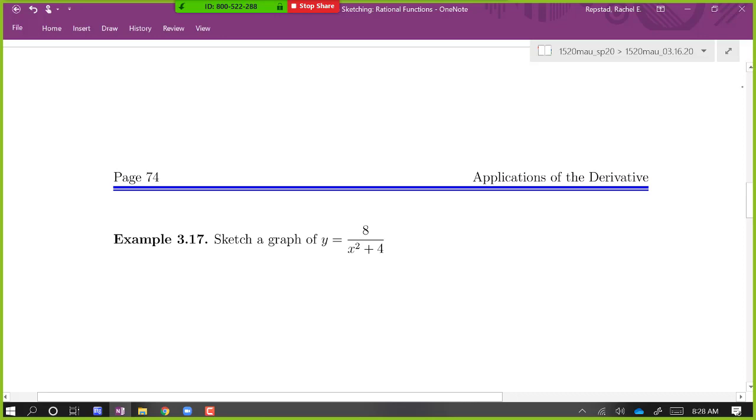I'm going to start out doing stuff in the top margin here, some stuff we can get out of the way. The first step was the domain. So let's just notice, right? Our function is 8 divided by x squared plus 4. That denominator, x squared plus 4, is never 0, right? So x squared plus 4 is not equal to 0 for all x. And that means that the domain is all real numbers. We are not in danger of ever dividing by 0.